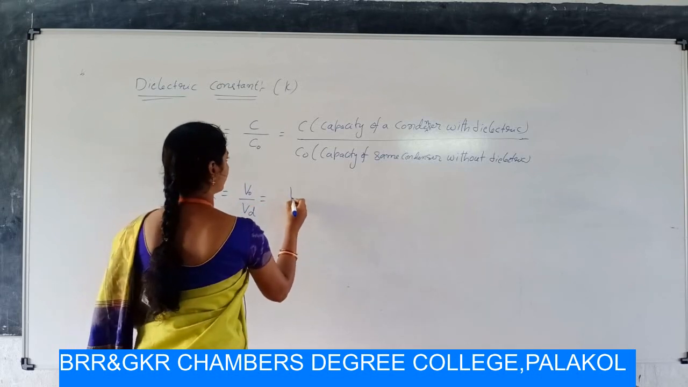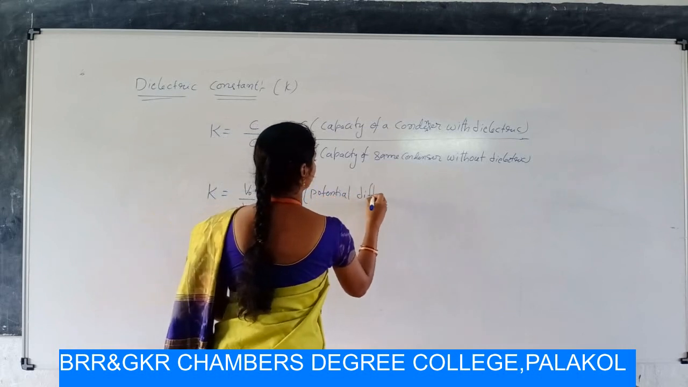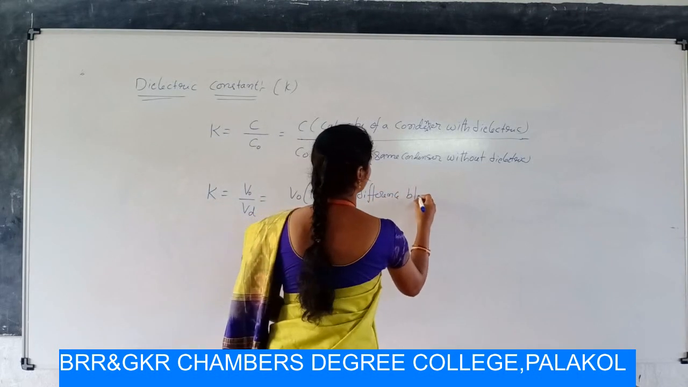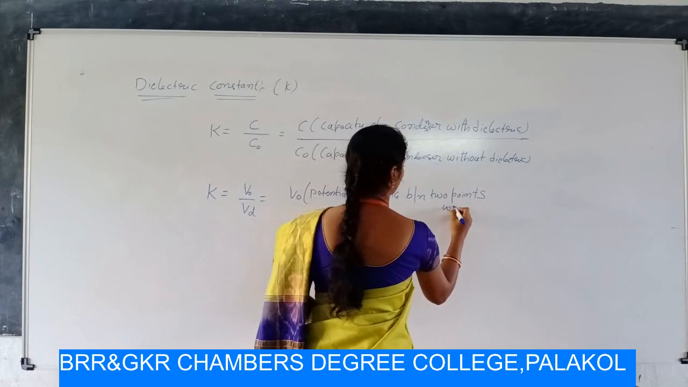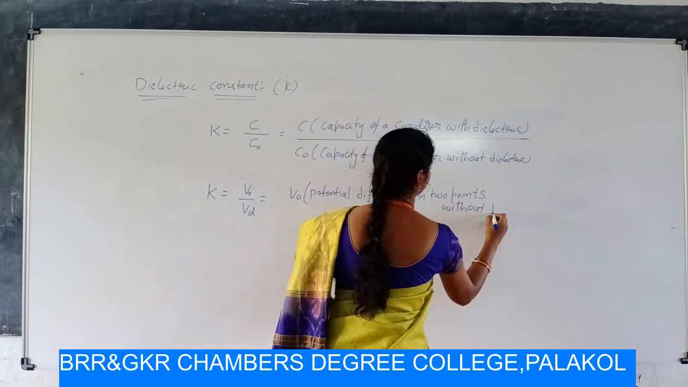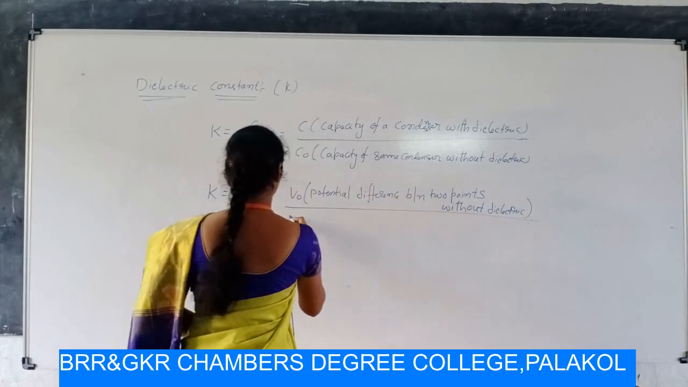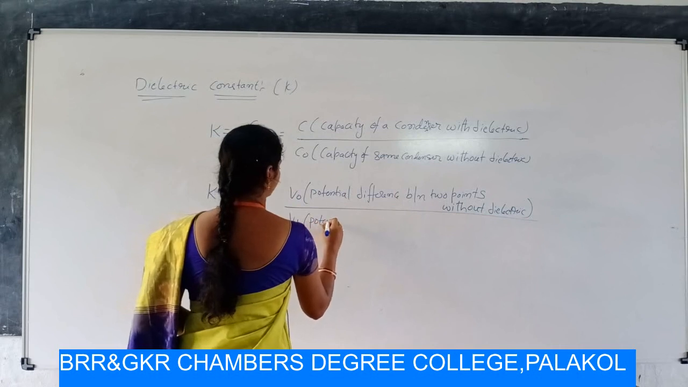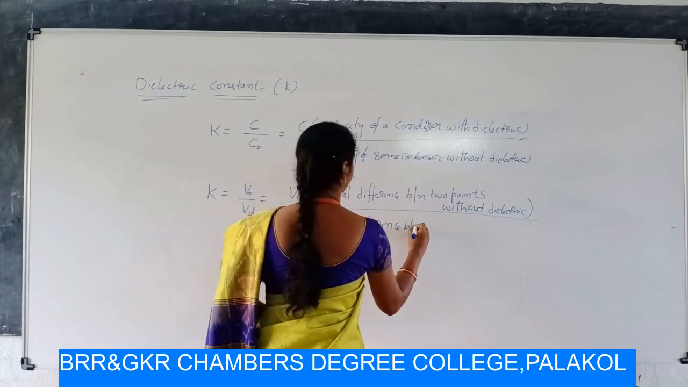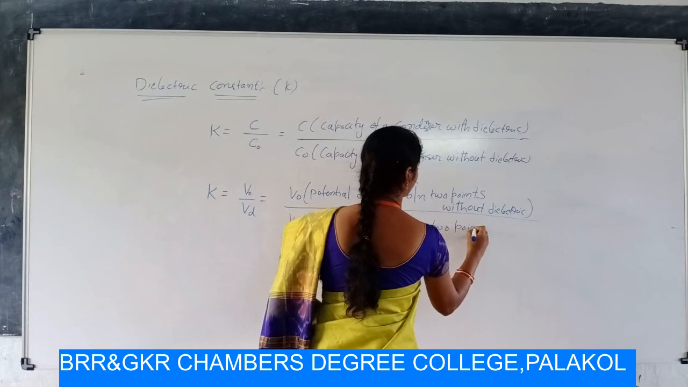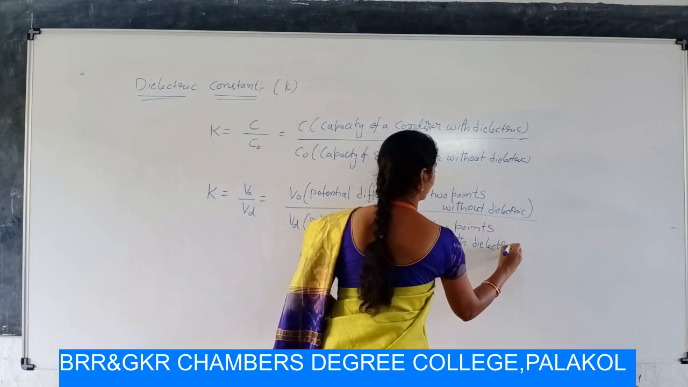Then we can write it as: potential difference between 2 points without dielectric to potential difference between 2 points with dielectric is also said to be dielectric constant.